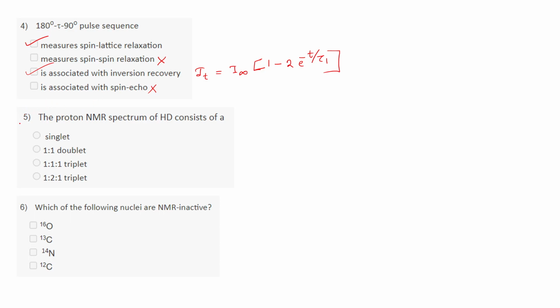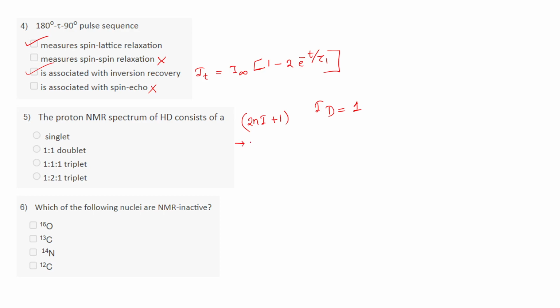Now, what about question number 5? The proton NMR spectrum of HD. This was the question I was talking to you about. Your proton NMR spectrum of HD consists of what? Singlet, 1:1, 1:1:1, or 1:2:1. Now you use that 2nI plus 1 rule. Now we can see that for deuterium, the I is 1. It is an integer, 1.